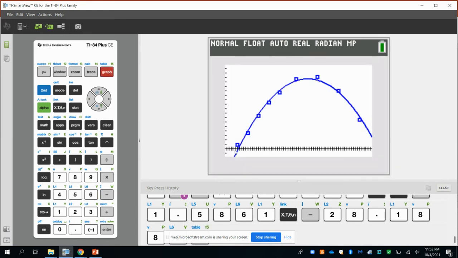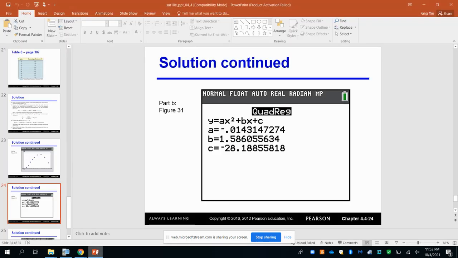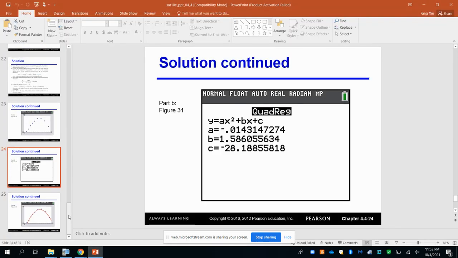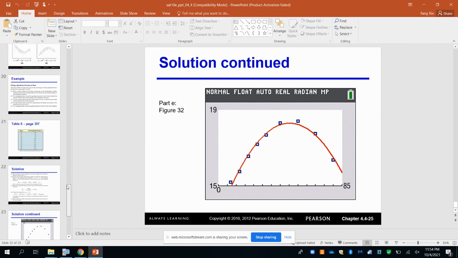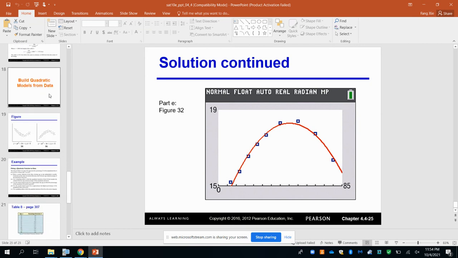Okay, so you see the parabola goes through almost all of those data points, right? Those data are very close to the parabola, which means the scattered data fit the model we found pretty well. So that's how we use the quadratic regression function to build a quadratic model from the data.